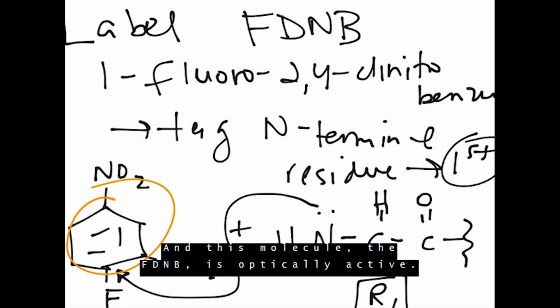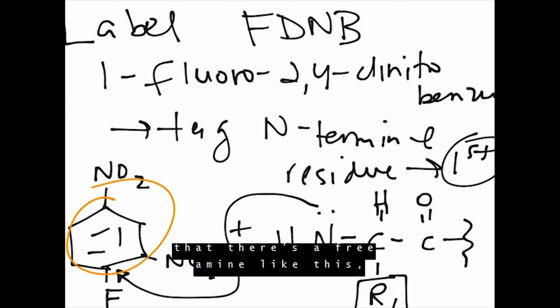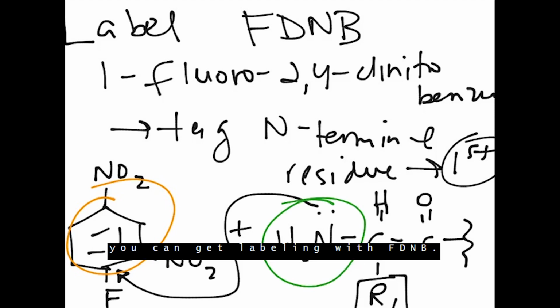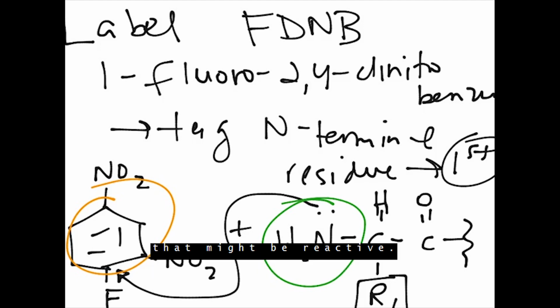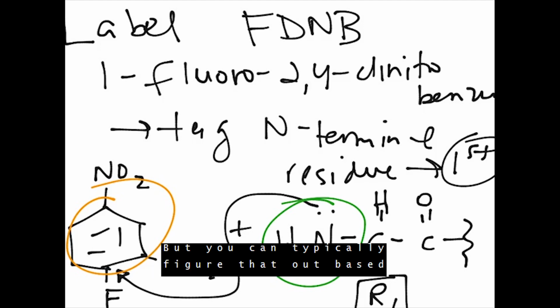is optically active. And so you do have to keep in mind, though, that anywhere that there's a free amine like this, you can get labeling with FDNB. So you do have to consider side chains of amino acids that might be reactive, but you can typically figure that out based on the results that you're getting.